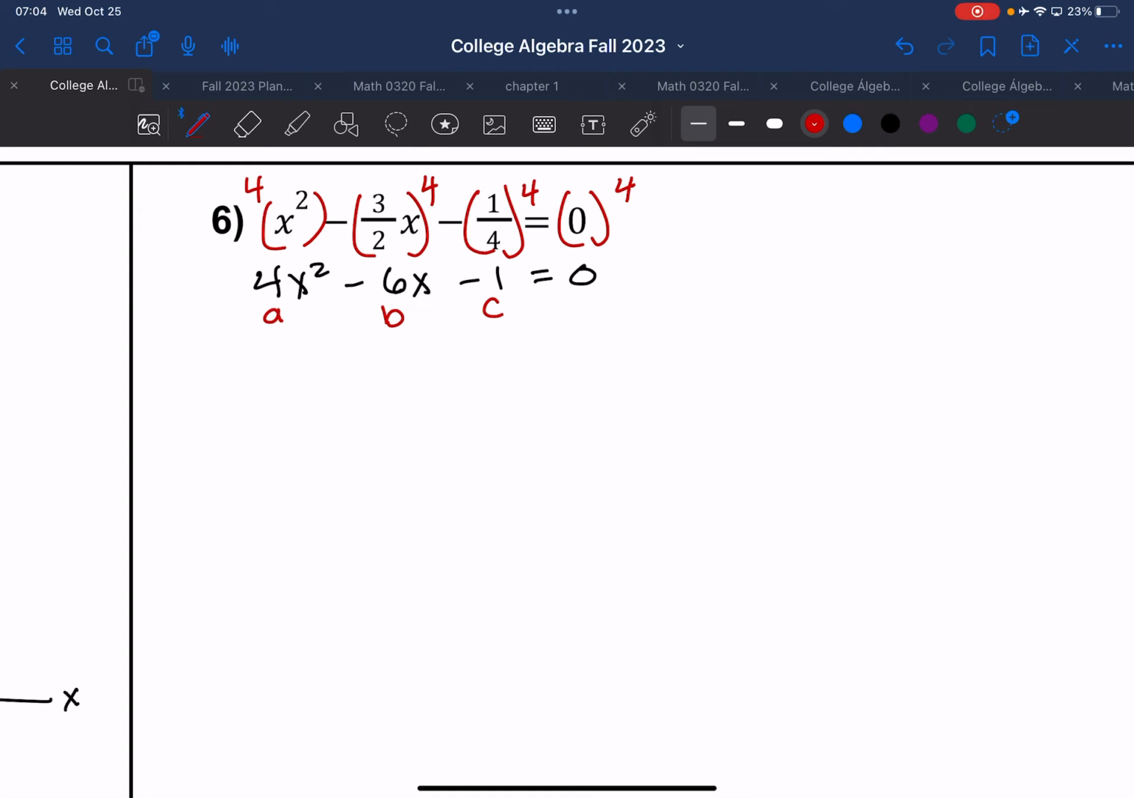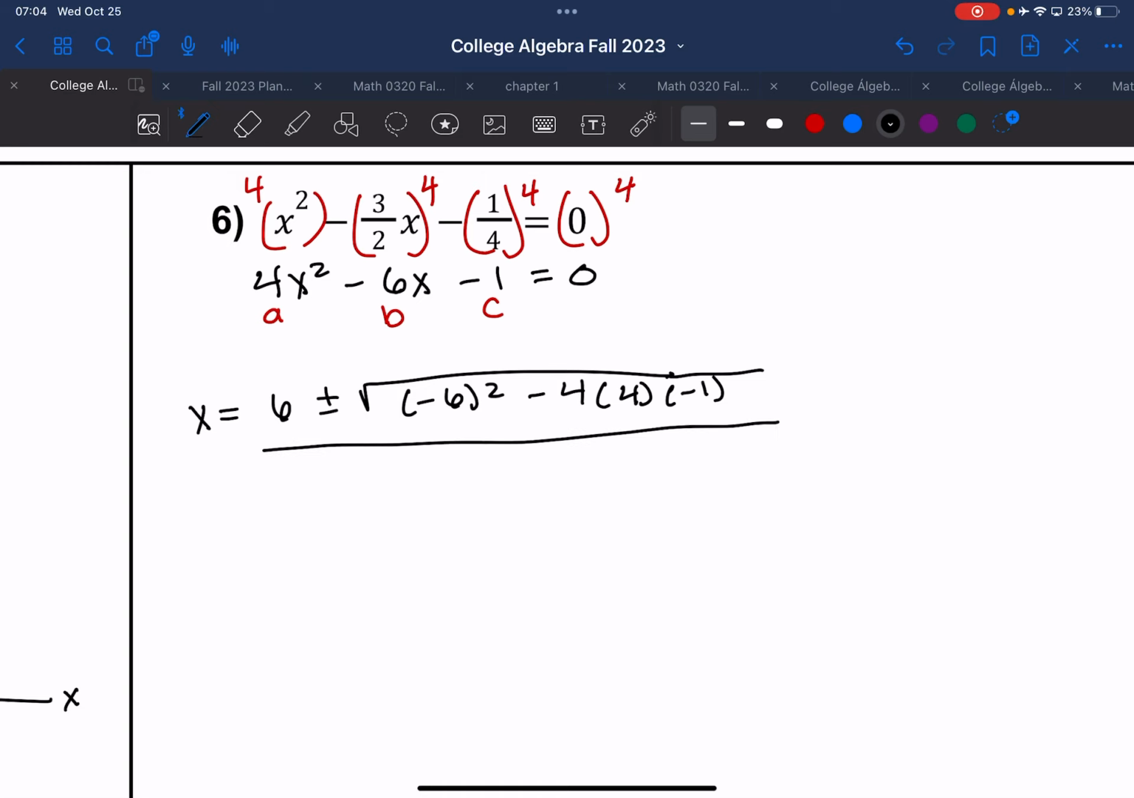Okay. So plugging everything into our formula, we have x is equal to -b. So what would I write for -b? 6. Plus or minus the square root of b squared, so -6 squared, minus 4 times a, which is 4, times c, -1, all over 2a. So this time, instead of writing 2, I do 2 times 4, which is 8, because 2a is 2 times the a value.